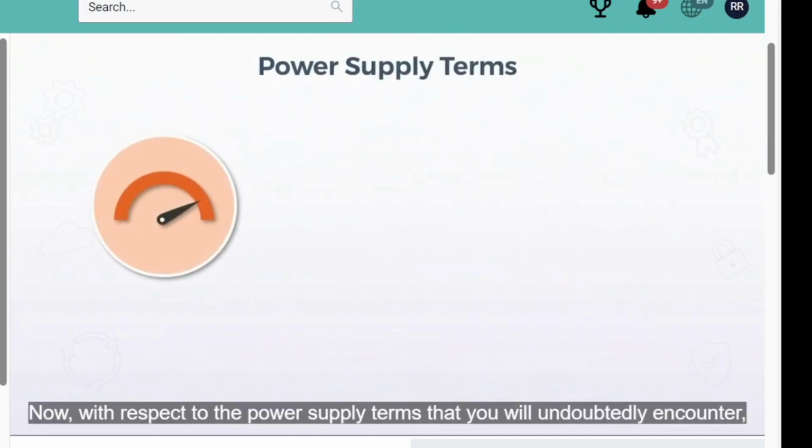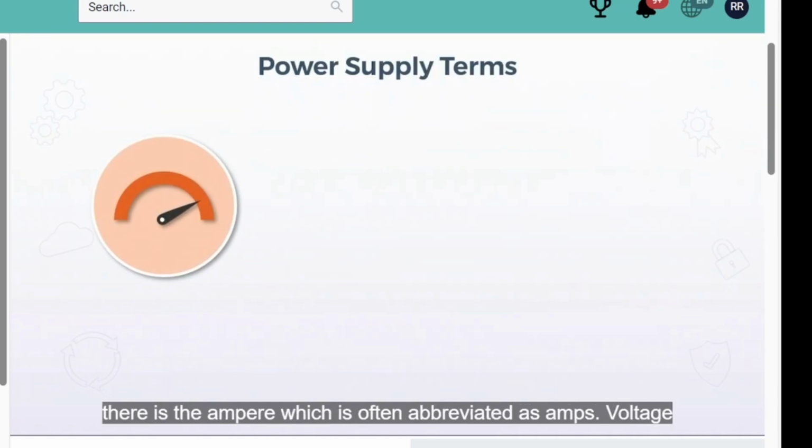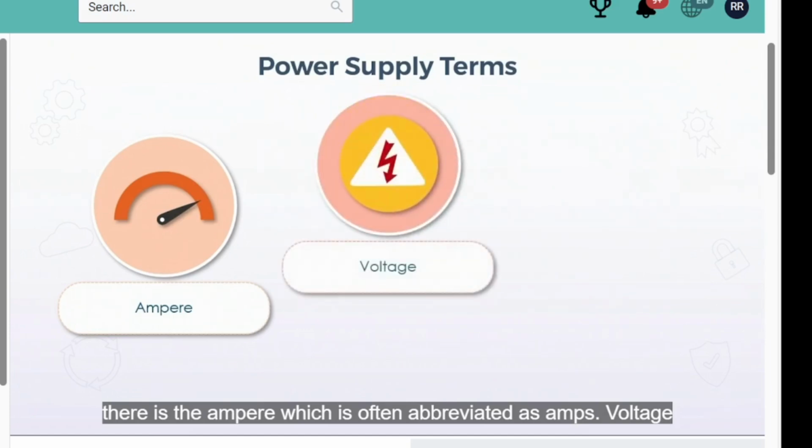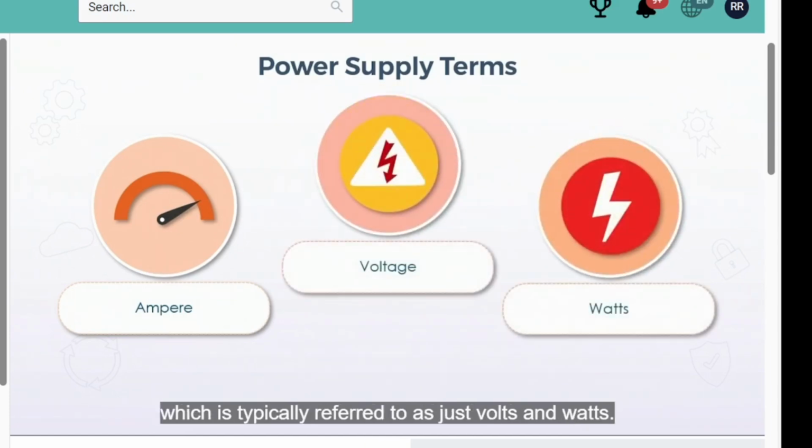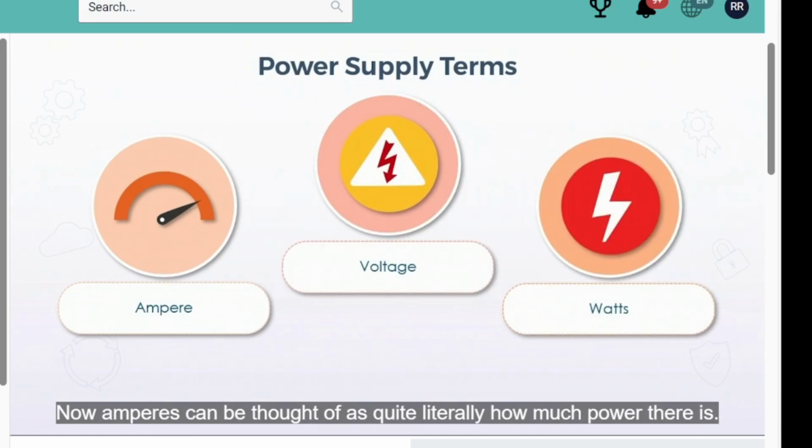Now, with respect to the power supply terms that you will undoubtedly encounter, there is the ampere, which is often abbreviated as amps, voltage, which is typically referred to as just volts, and watts. Now, amperes can be thought of as quite literally how much power there is.